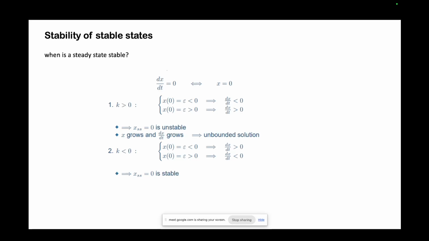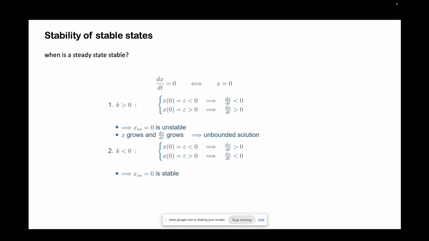I hope you can see the page. To do that, you need to find if this point is a minima or a maxima. If this point is a maxima, then this state is unstable. So how do you define a maxima or a minima? You differentiate the equation, so you need to find d2x/dt2. If d2x/dt2 is greater than 0, it's a minima and it's stable. If it's a maxima, d2x/dt2 is less than 0, then it's an unstable steady state.